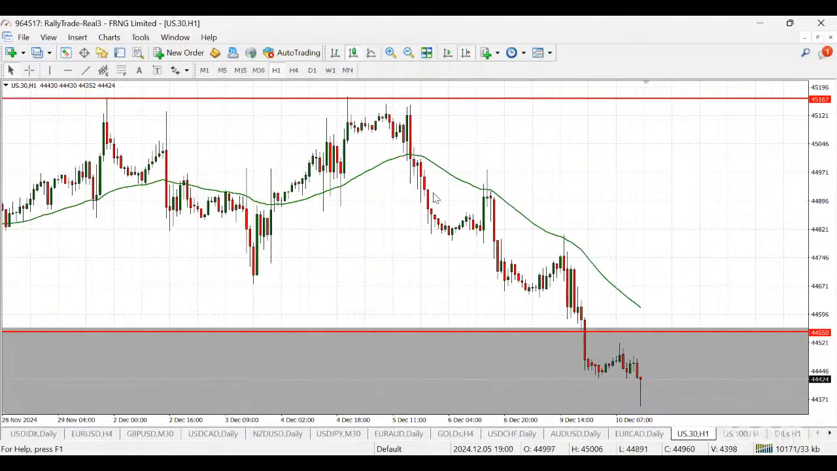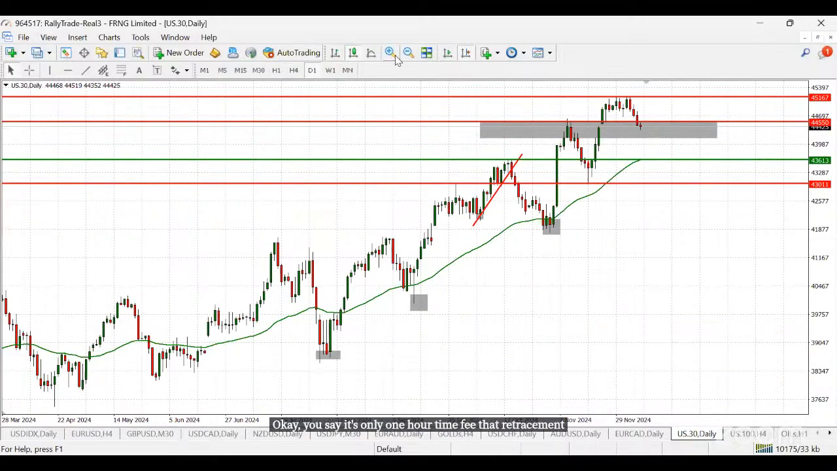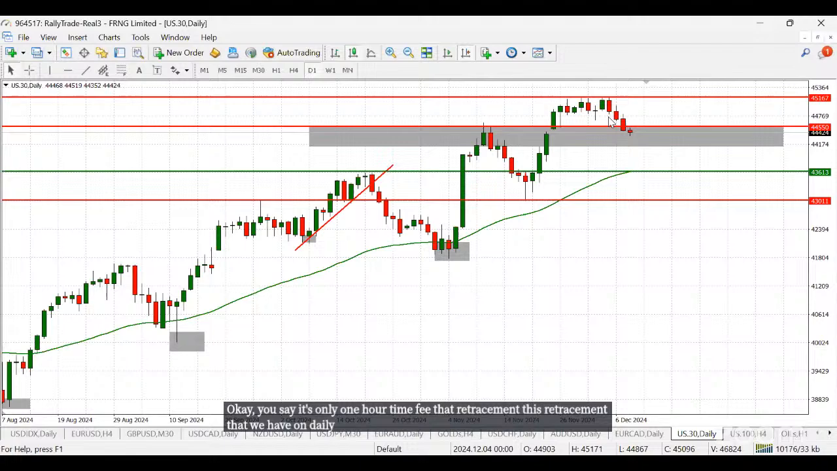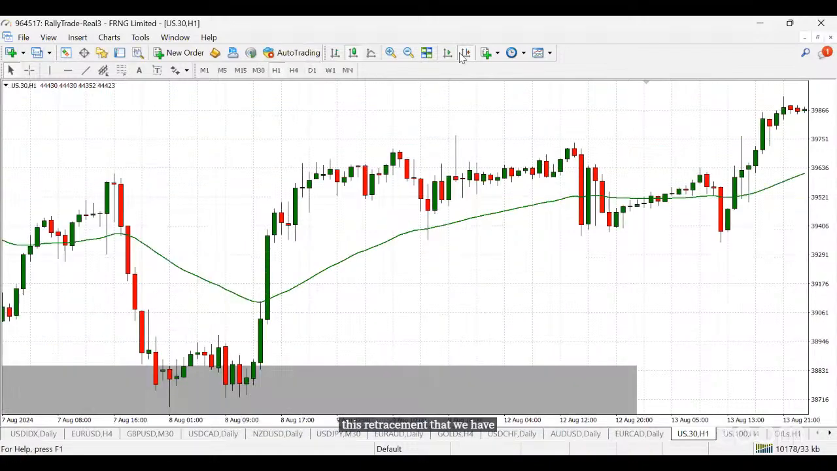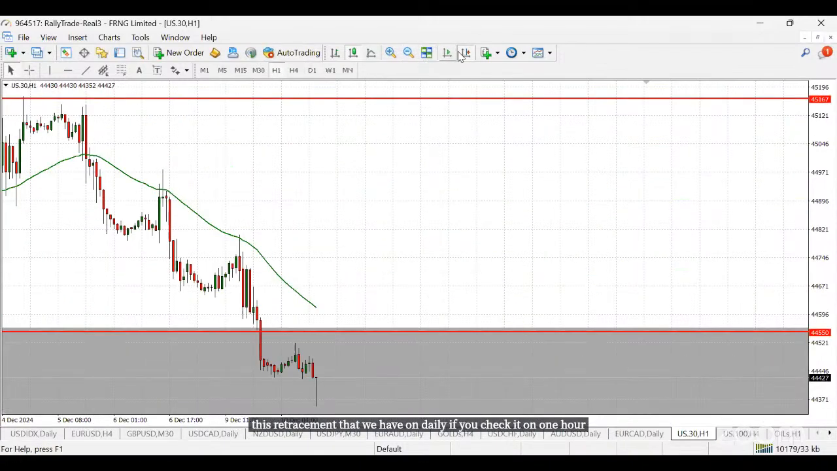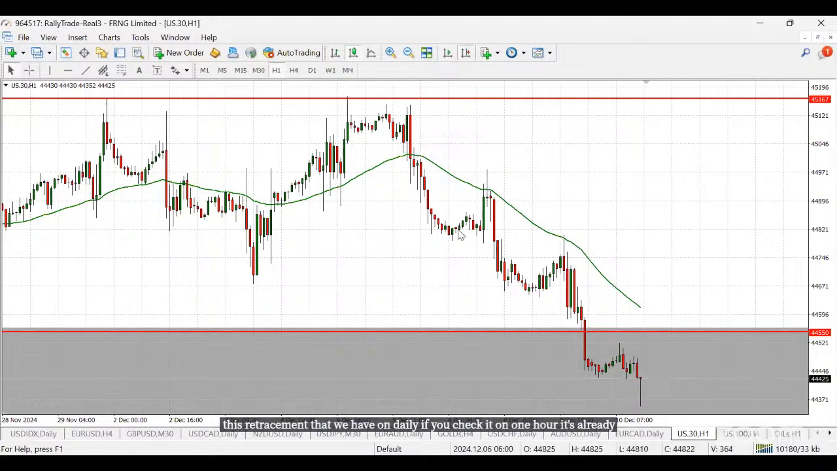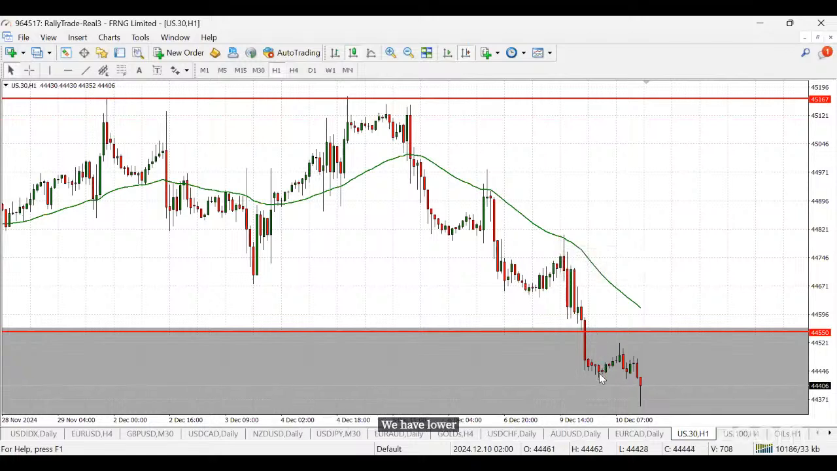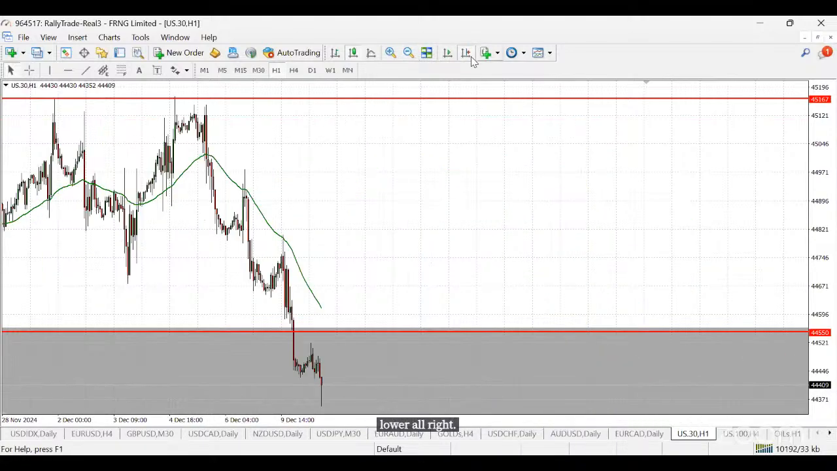Okay, you see it's on the 1 hour time frame. This retracement that we have on daily, if you check it on 1 hour, it's already giving us a downtrend. You see, we have the low, we have lower high, we have lower low, we have lower high, we get lower low. This is quite shallow, and then it's even pushing lower.